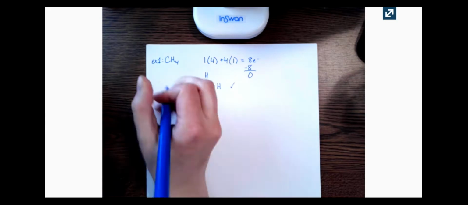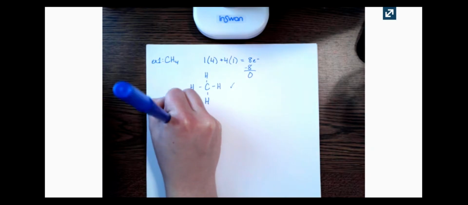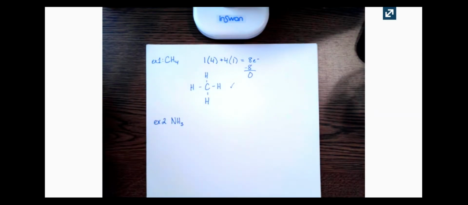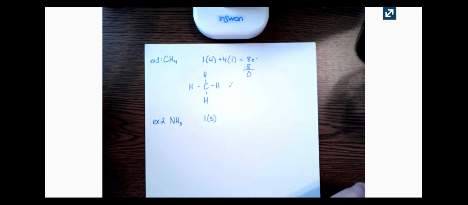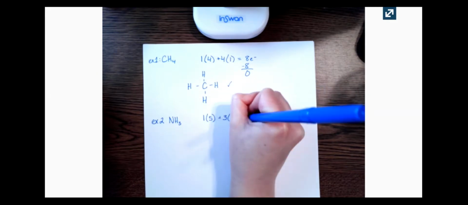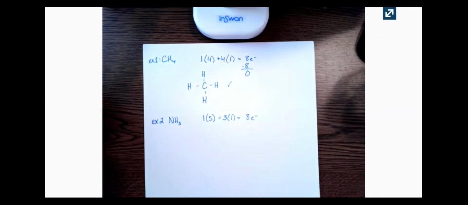Okay, so let's try another one. The next one is ammonia, which is NH3. Okay, so again, I want to start by finding out my total number of valence electrons. So I have 1 nitrogen. It is in group 15, so it has 5 valence electrons. Plus, I have 3 hydrogens. So that is going to give me a grand total, again, of 8 electrons to work with.